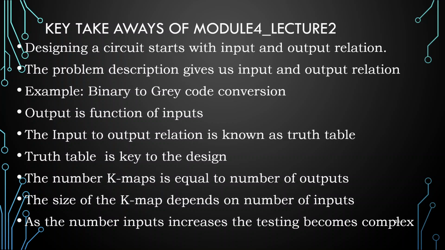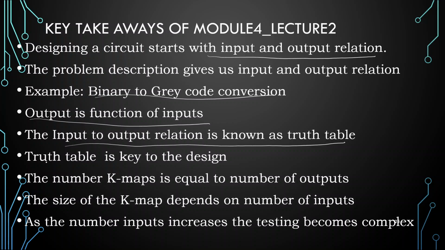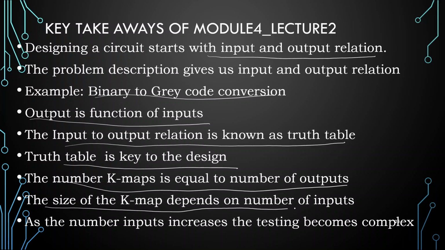On the whole, what we did in this lecture is we established input output relations. The problem description we have to understand. For example, a code converter; one example of a code converter we have seen. Output is a function of inputs. The input to output relation is known as a truth table. The truth table is key to the design. The number of K-maps is equal to the number of outputs. The size of the K-map depends on the number of inputs. As the number of inputs increases, the system becomes complex. So this is what exactly the thing is with respect to design.